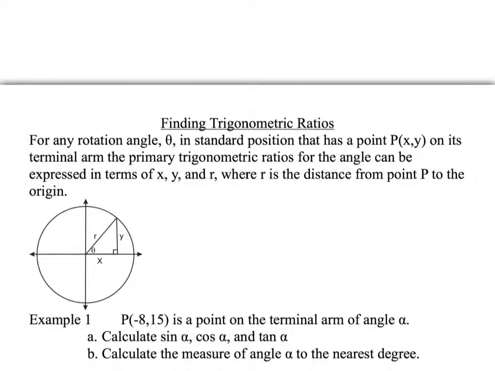In this lesson, I'm going to show you how to find the exact primary trig ratios for any angle in standard position on the Cartesian plane. So we will begin by looking at angle theta. And I'm just going to color over the terminal arm for angle theta in green to make this a little bit clearer. So we're looking at angle theta, and we're also going to mark off point P, which could be any point along that terminal arm.